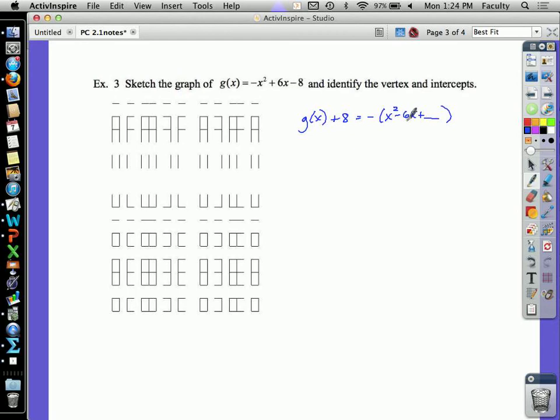So I take half of 6, which is 3, and I square it. But what was the net effect to the right side? Say it again. Good job. It's actually minus 9 because of the minus out front. So this is g of x minus 1 equals a negative the quantity x minus 3 squared. And then I'll just add the 1 to both sides. So the vertex is 3, 1.